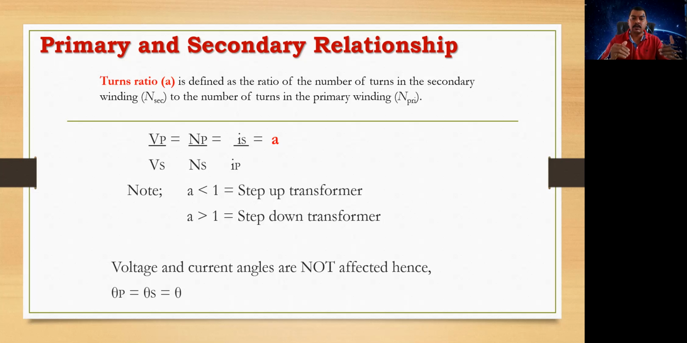And whenever A is less than 1, then it is called as a step up transformer. When A is greater than 1, then it is called as a step down transformer. We call it a step down because it is decreasing the voltage, right? So we are going to use this step down transformer in our circuits and in your practical purposes. So all the AC/DC voltage sources are supposed to have this step down transformer only.